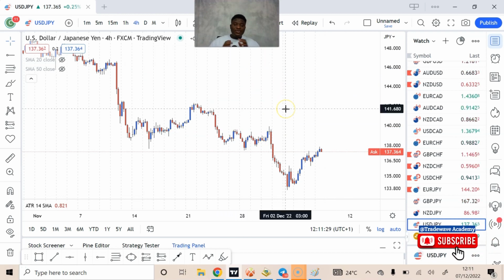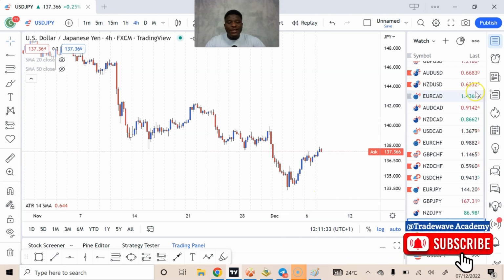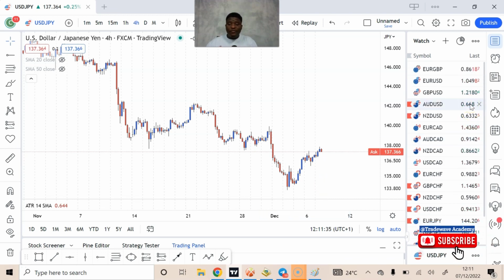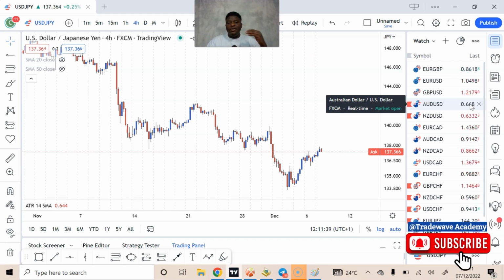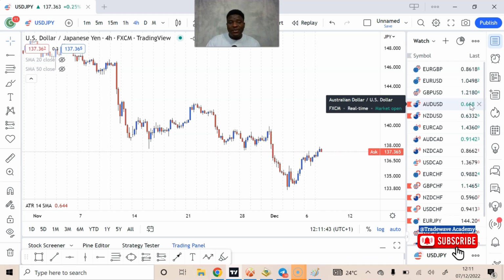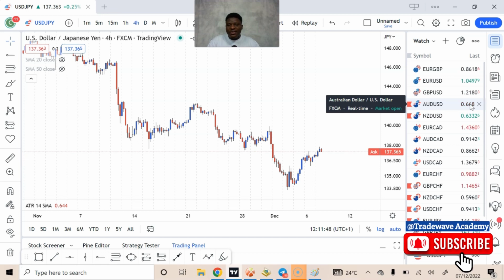So I hope that makes sense to you. So this is the way I arrange my watch list, which helps me make much more informed trading decisions. And I've been able to make really good money just by doing these confirmations before entering a particular trade. So I hope this helps your trading decision.